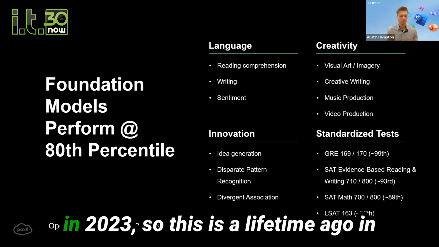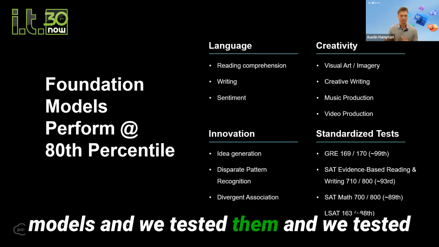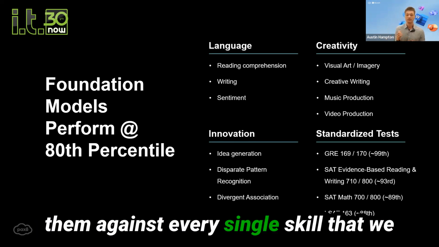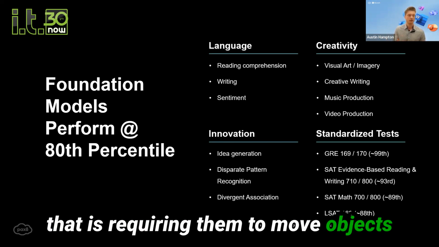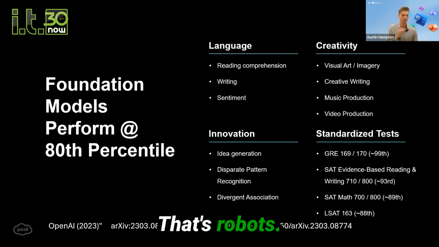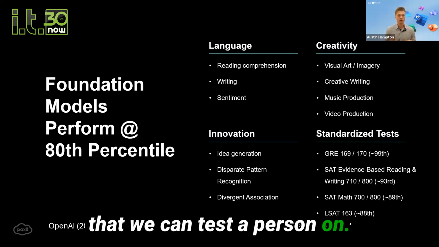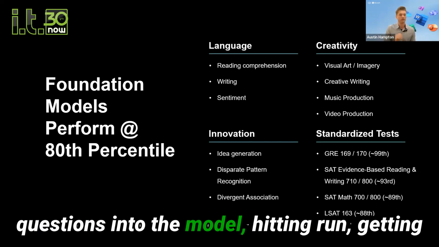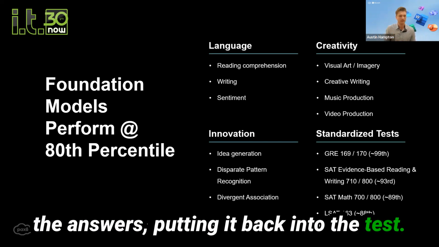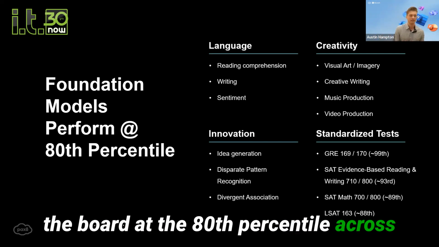The reason we're here, and the reason that this is important and valuable, is that when we took ChatGPT 4 back in 2023, which is a lifetime ago in generative AI timelines, we tested the models against every single skill that we can test a human on, outside of a skill that requires them to physically move objects through space. That's robots. We haven't gotten there yet. But for any measured skill set we can test a person on, the person was copying and pasting the questions into the model, hitting run, getting the answers, and putting them back into the test. Turns out the model performed across the board at the 80th percentile.